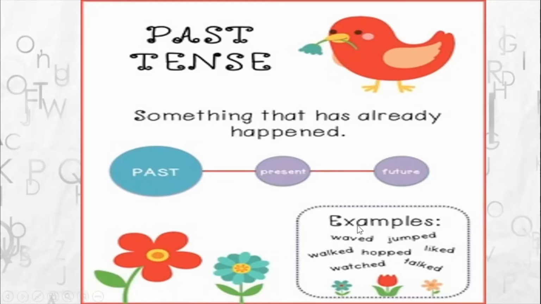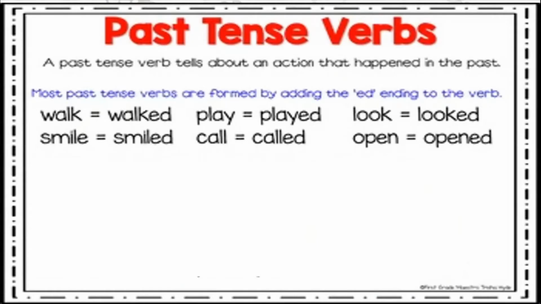So see some examples here. Wave is waved, jumped, walked, hopped, liked, watched, talked. So I think this is very easy for you to understand, the simple past tense, because you are in the 9th standard and we have been learning this before now also. So let's look at some examples of past tense.